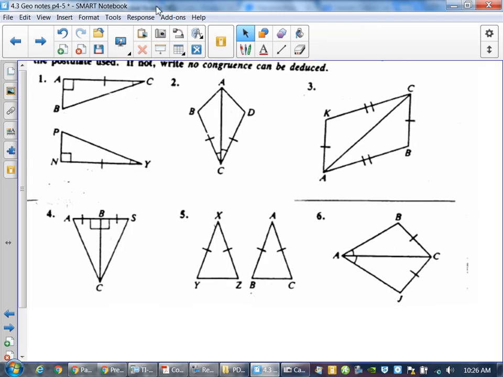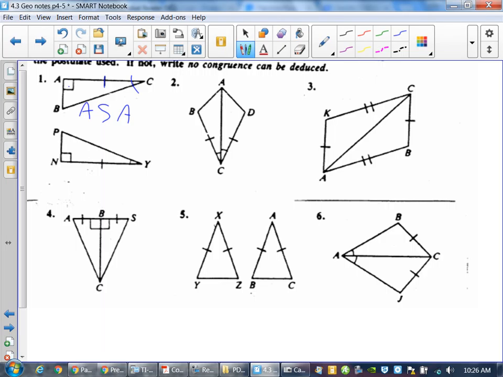What I want you guys to sit there and look at is, on number 1, follow the tick marks. Yes, there is a right triangle, but is there a hypotenuse leg in this case? No, there is no hypotenuse leg. What we have here is angle, side, angle. There's an angle, a side, and an angle. That's how that one works.